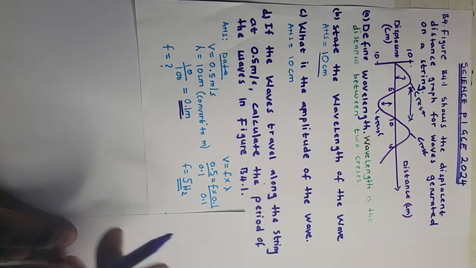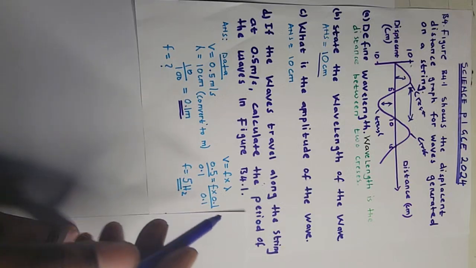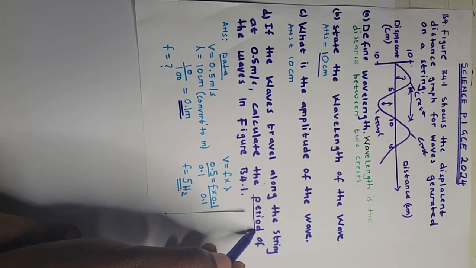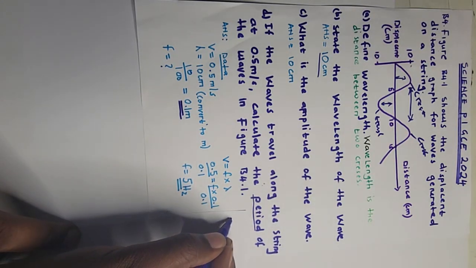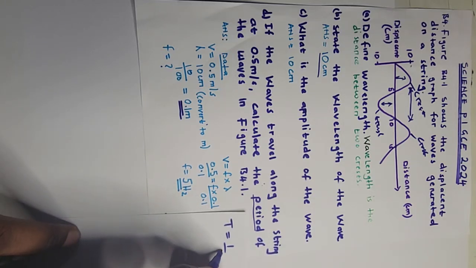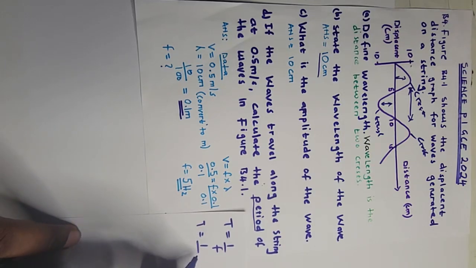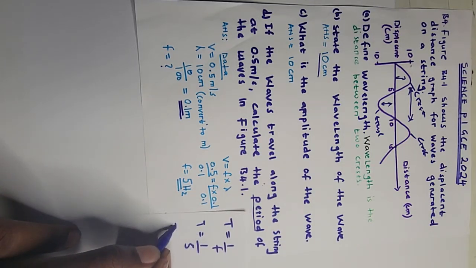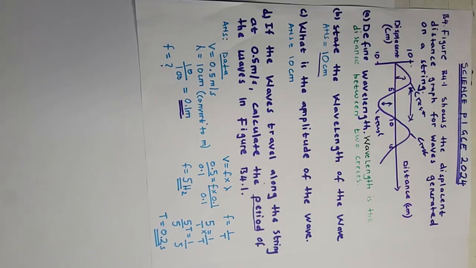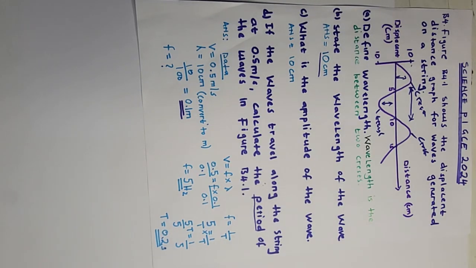From here, we can now find the period, because the question is asking us to find the period. So period is equal to 1 divided by frequency. We have found our frequency to be 5. So when you divide there, you get 0.2 seconds. This is the SI unit for period. Remember, period is just the time. That's why the unit here is seconds.